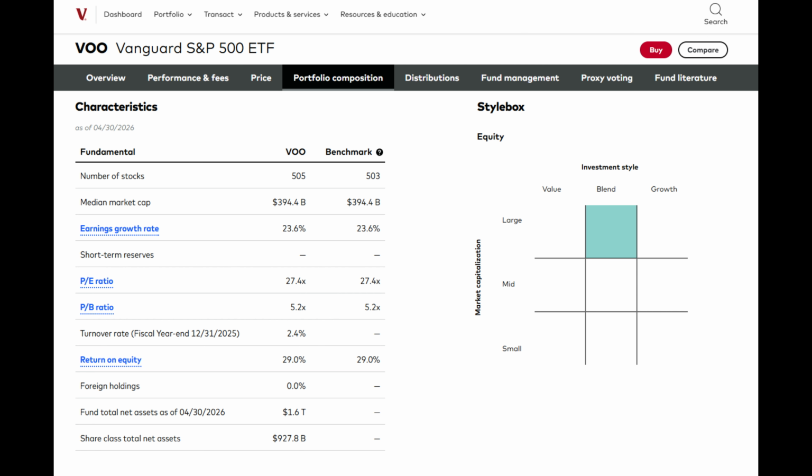Number 2, diversification or the number of stocks. How many companies does the ETF own? For example, VOO tracks approximately 505 large companies. VTI owns thousands of U.S. companies. VXUS adds international exposure.